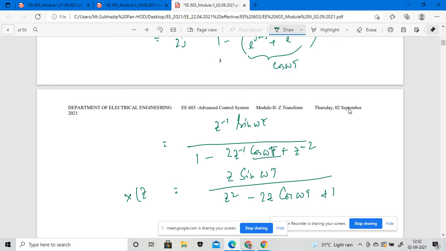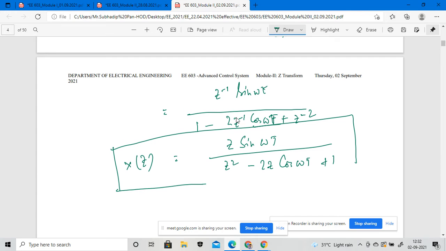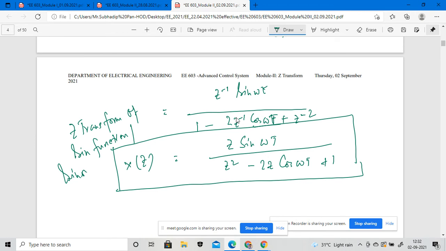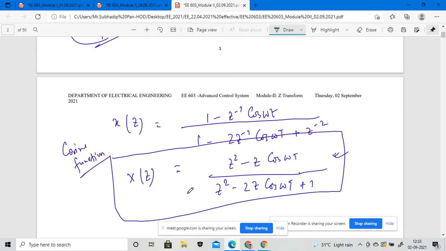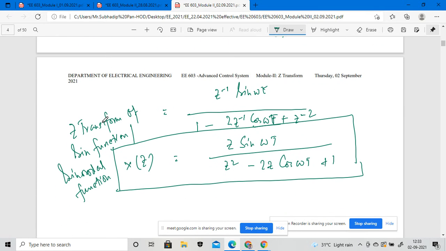Okay, so this will be my X of z for the sine function, if I am applying the Z transform of a sine function, or we can say the sinusoidal function, right? So we will find the cos function, and we will also find the sinusoidal function.